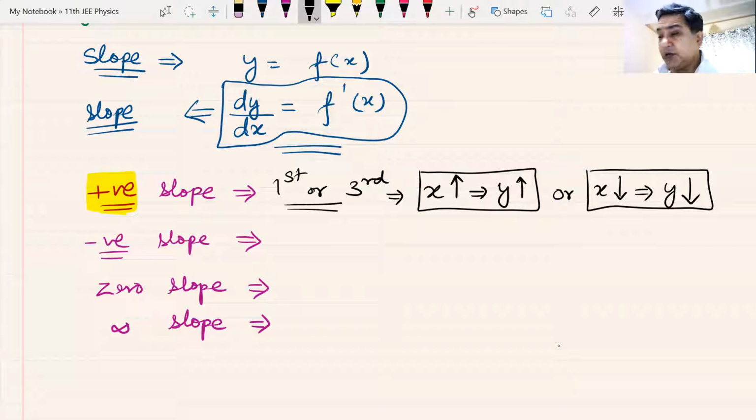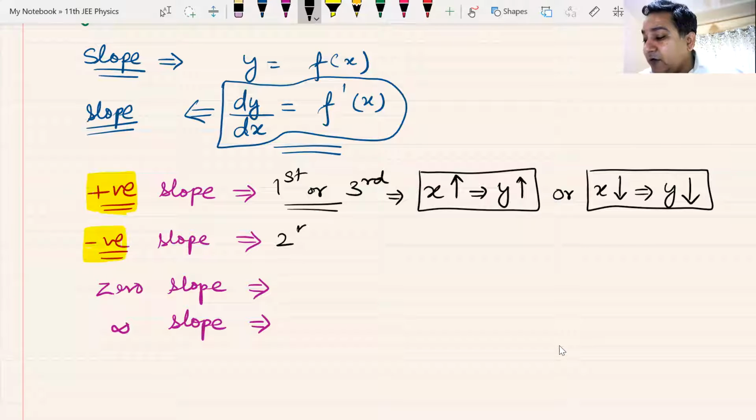I'll do it. If x increases, y increases. If x decreases, y decreases. That is a positive slope graph. Now, what do you mean by a negative slope graph? What would a negative slope graph look like? If you can recollect, if you can apply some common sense, just Santosh, that is the common sense I was looking for. And the common sense is pretty clear.